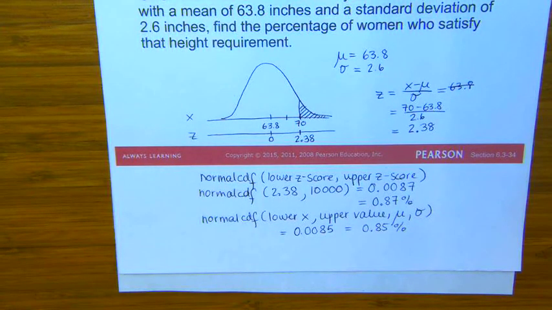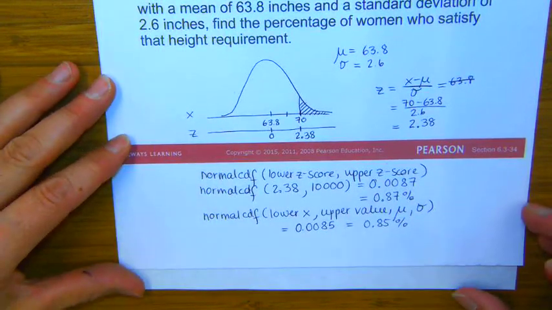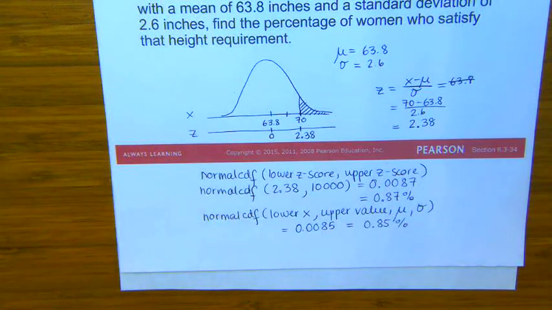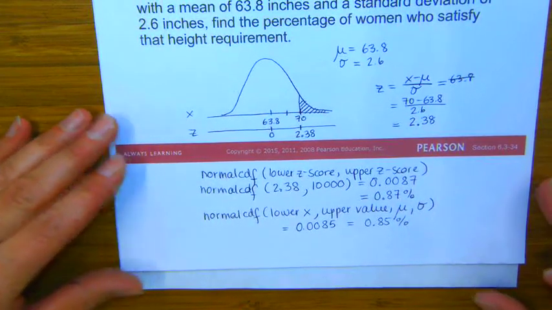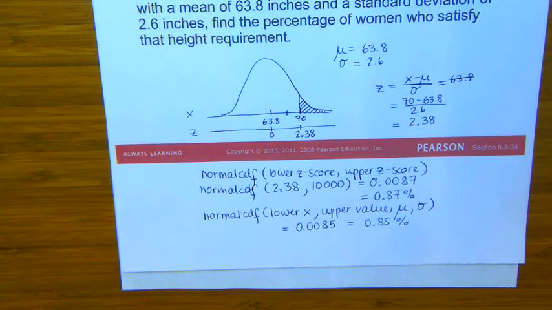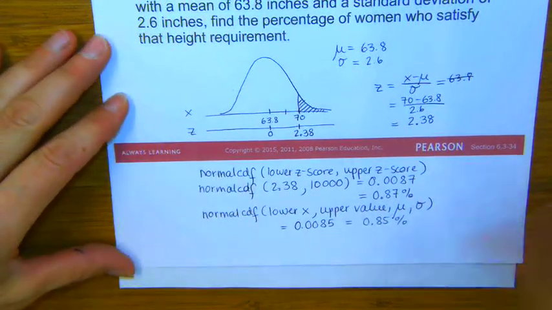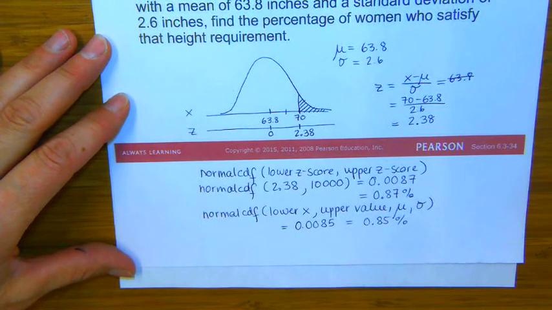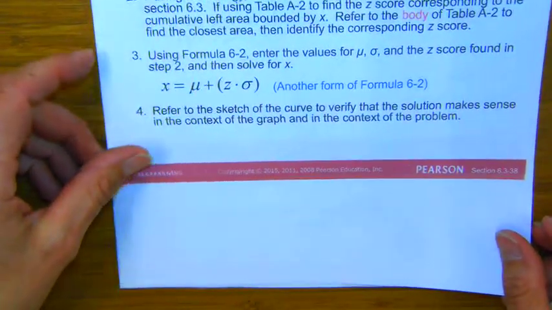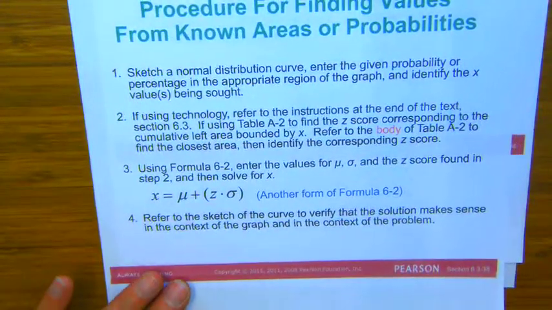All right, so now I want to go over a different type of question where it's in reverse. So over here we were given an X value and we were trying to find the percentage of women, which is also sometimes some of the questions would be looking for a probability or looking for an area. It's all the same. Now we're given a probability or an area or a percentage, and this time we're doing it in reverse. So let's look at the procedures for finding values from known areas or probabilities.